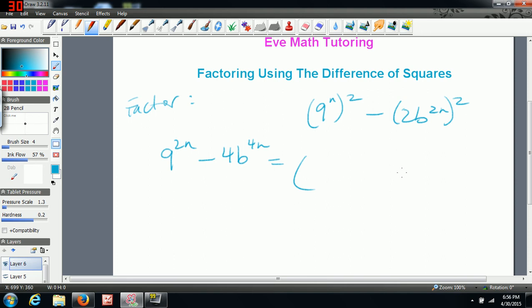Okay? So then once you put it in this form, now you can go ahead and do this part: 9 to the n plus 2b to the 2n, and then 9 to the n minus 2b to the 2n. So that will be your answer there. Okay? So that's it. So that's factoring using the difference of squares.